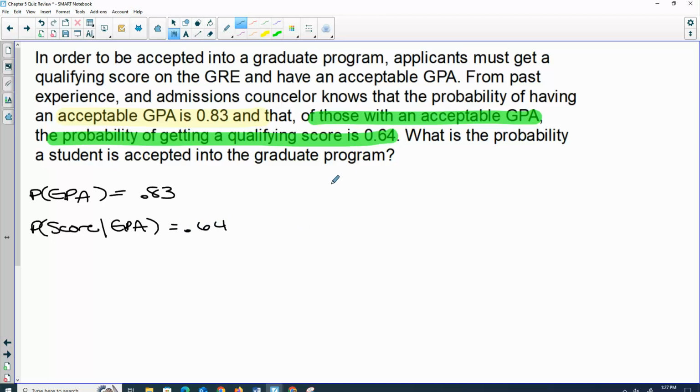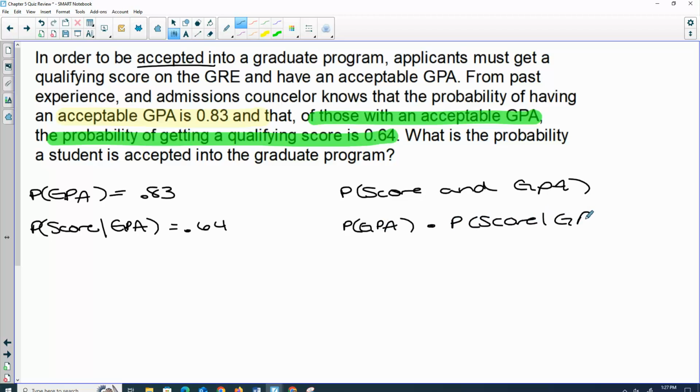What's the probability to get accepted? To get accepted, they have to have the score and the GPA, and that tells me to multiply. So we're just taking the probability of the GPA times the probability they get their score if they already have the GPA. You don't necessarily have to show all this work, but this is my explanation for why it works. So we just do our 0.83 times the 0.64.